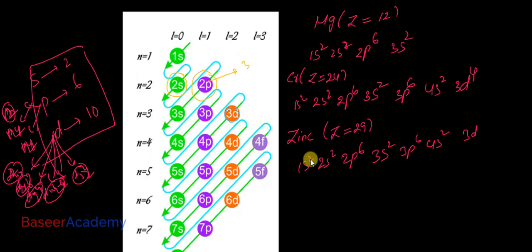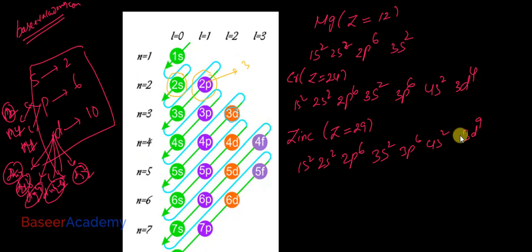But let us first count how many electrons are left out. 2 plus 2, 4, 4 plus 6, 10, 10 plus 2, 12, 12 plus 6 is 18, 18 plus 2 is 20. So 20 electrons have already occupied the orbitals. 29 minus 20 is 9. So 9 electrons are remaining. So the rest of the 9 electrons will enter 3d orbital. So this is how you write down the electronic configuration.